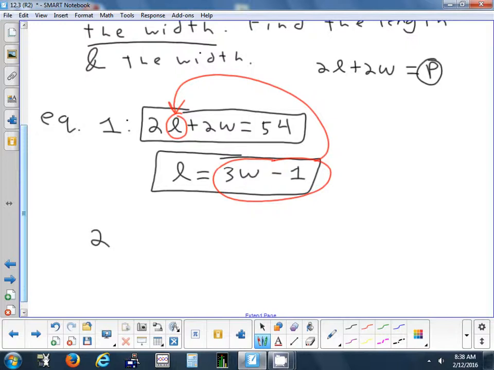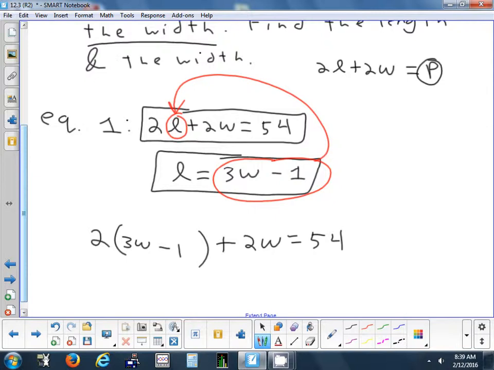The symbol. Yep. Always put your parentheses. And for L, Sam, what am I filling in? 3W. Yep. 3W minus 1. Okay, nothing else here is going to change. Don't forget the plus 2W. That doesn't disappear. That's still there. Don't forget the 54. That doesn't disappear either. That's still there.